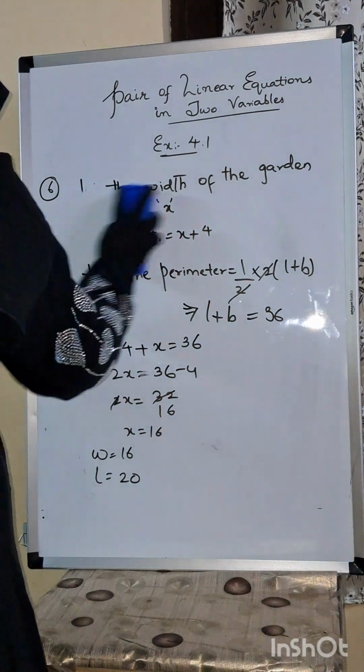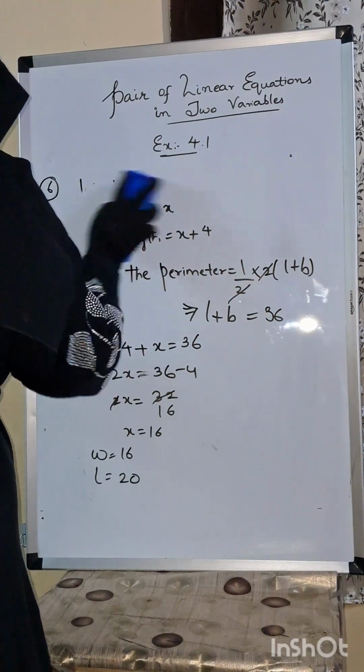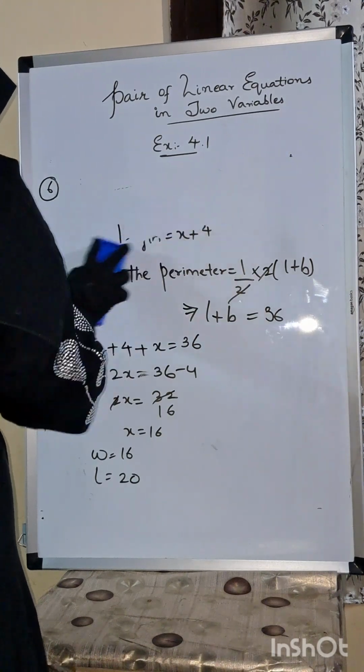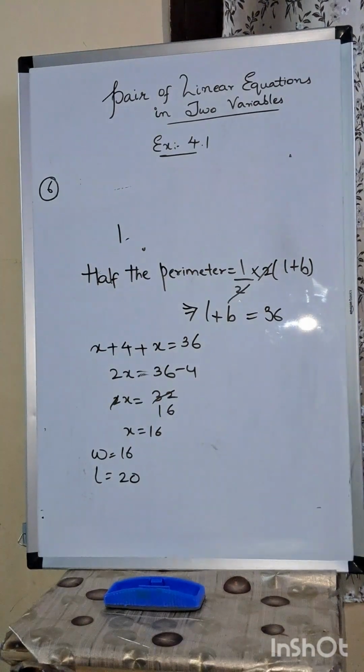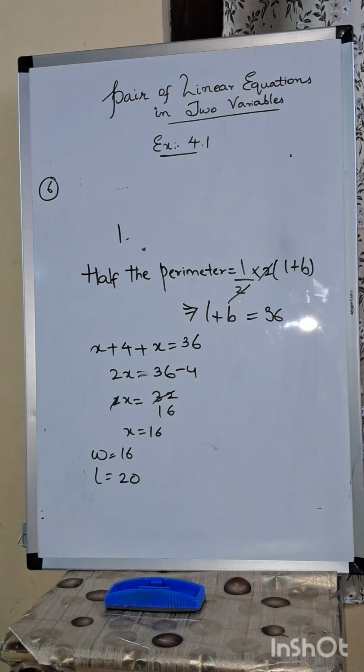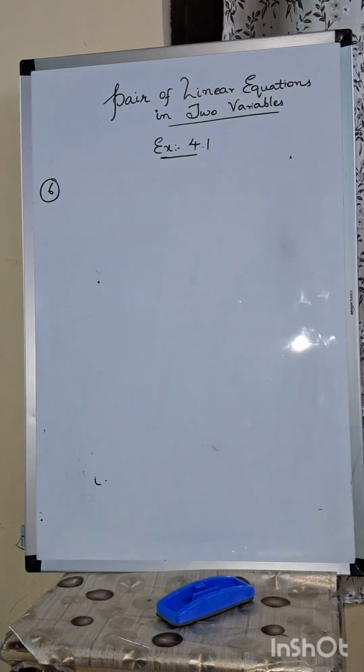So here what we have to do next? We have to find out the actual length from the graph. We have to draw the graph. We have to find out the dimension of the garden, right? We need to find out the exact dimension of the garden. That's why we have to take the two equations.